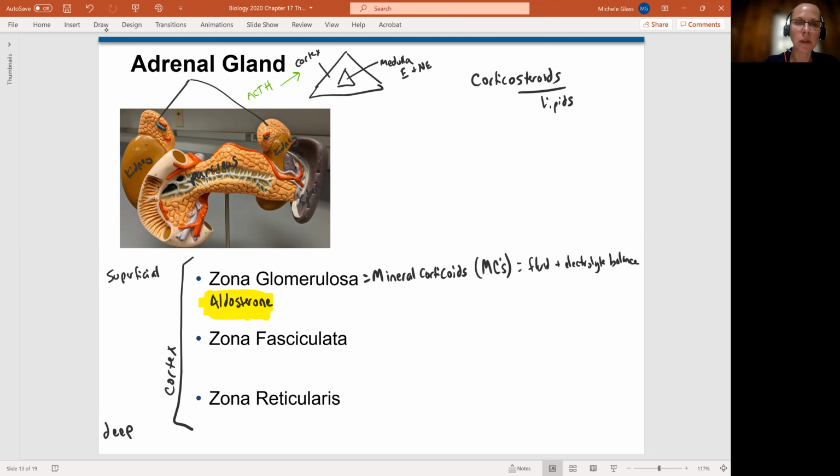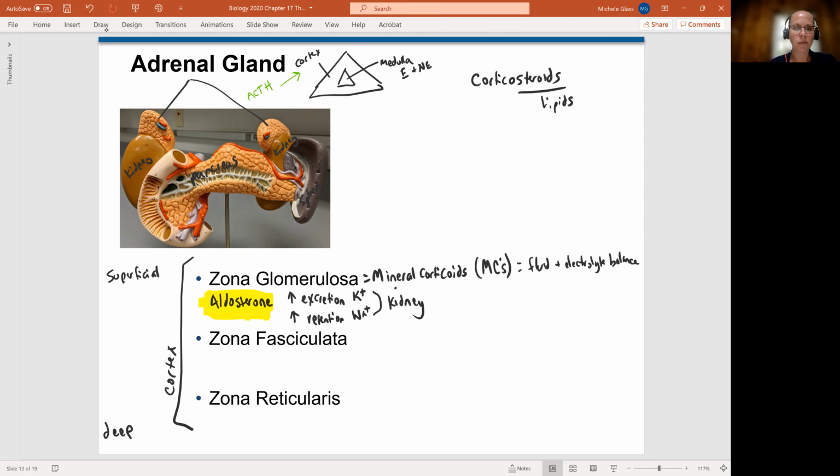So aldosterone is being released here by the zona glomerulosa, and its job is to increase the excretion of our potassium ion and increase our retention of our sodium ion. And so both of these things are happening at the kidney. So our target tissue for aldosterone is the kidney.